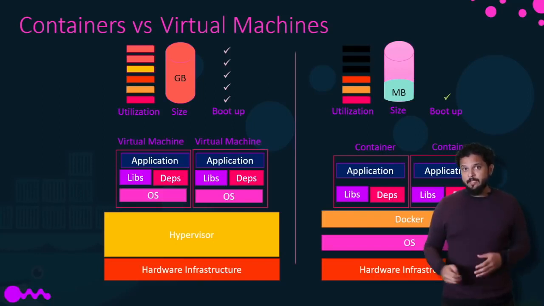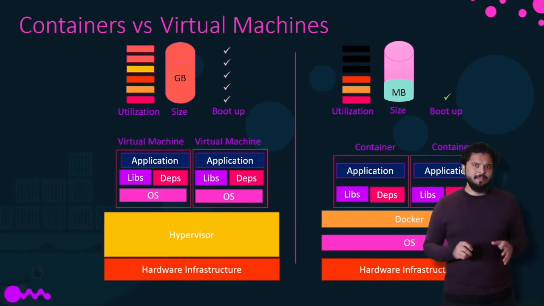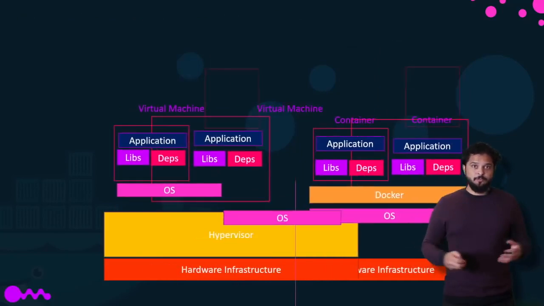Since VMs don't rely on the underlying OS or kernel, you can run different types of applications built on different OSs, such as Linux-based or Windows-based apps on the same hypervisor. So those are some differences between the two. Now, having said that, it's not an either container or virtual machine situation. It's containers and virtual machines.